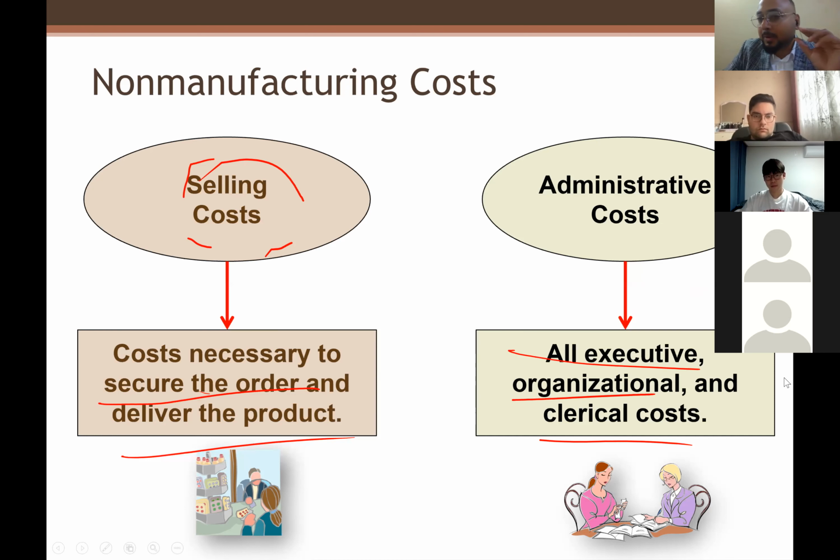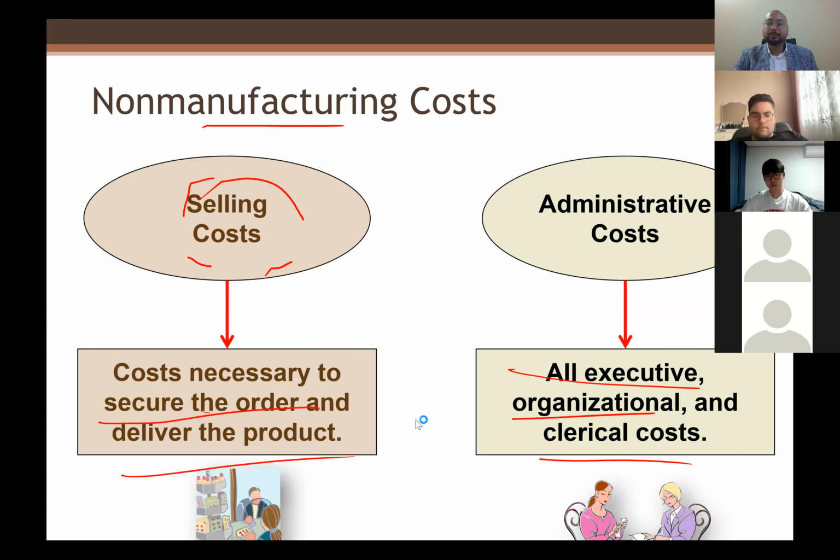So any person's salaries who is working inside the factory, that is the manufacturing cost. Then we need to decide whether this is indirect labor or this is a direct labor. But if he is not working inside the factory, he is outside the factory, then either he is under selling cost or under administrative cost of non-manufacturing cost. Right, guys? Any question?